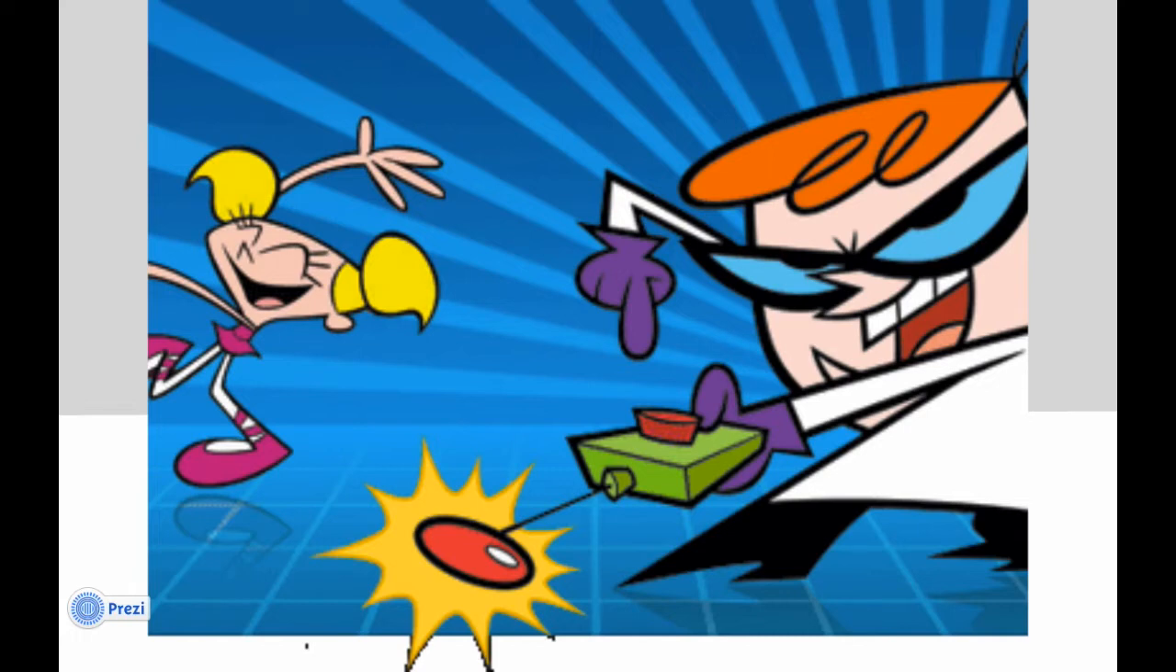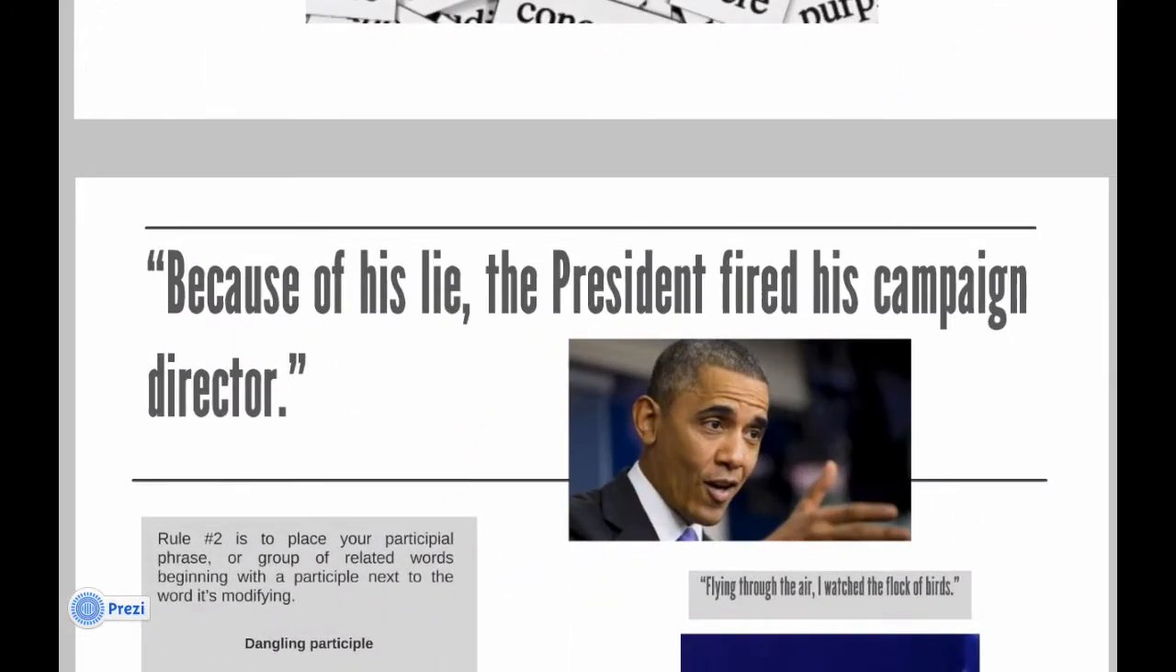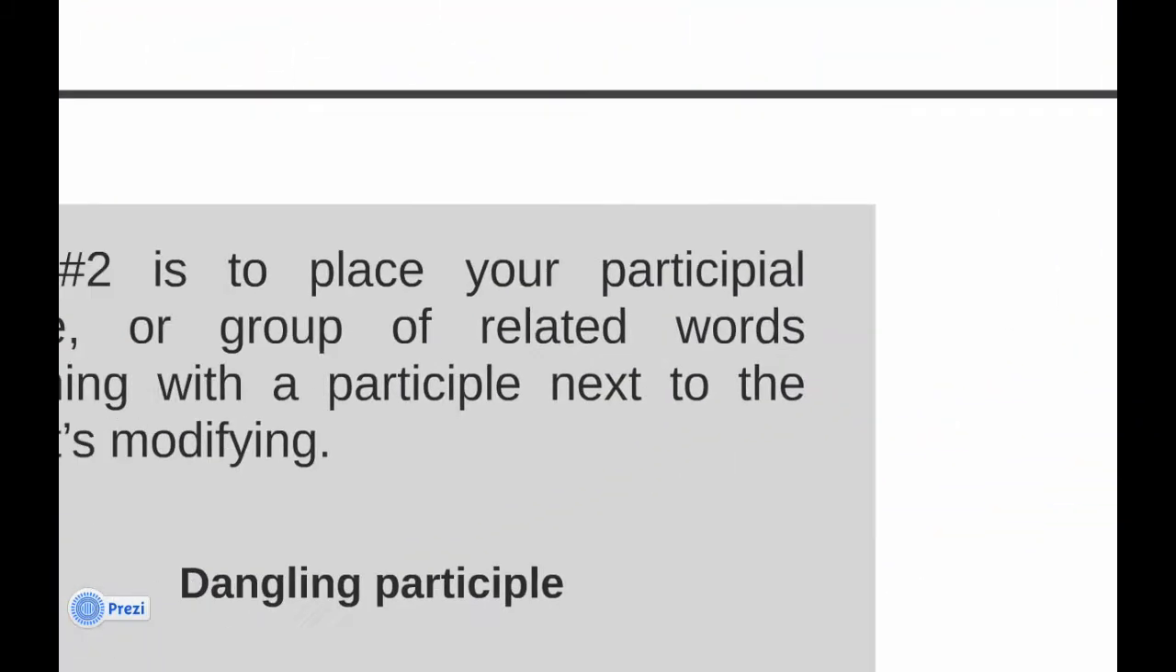But sometimes the context of the sentence can be a little more serious and lead to larger scale misinterpretation. Like this sentence. Because of his lie, the president fired his campaign director. Since the modifier is placed closer to the president, this sentence leads us to believe that the president was the one who lied, instead of his campaign director.